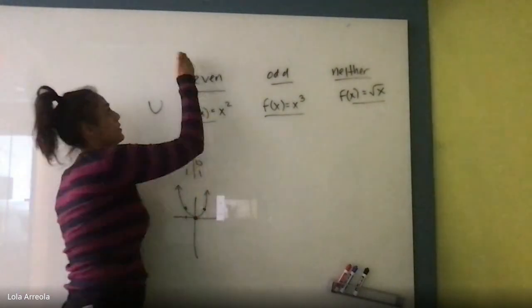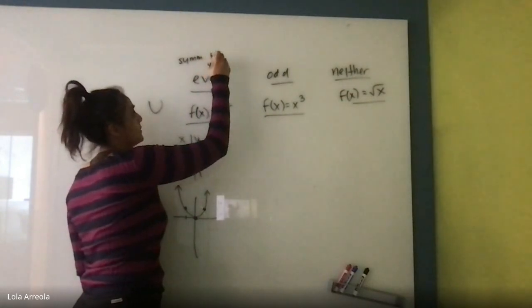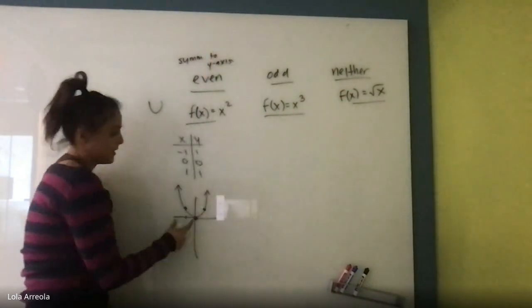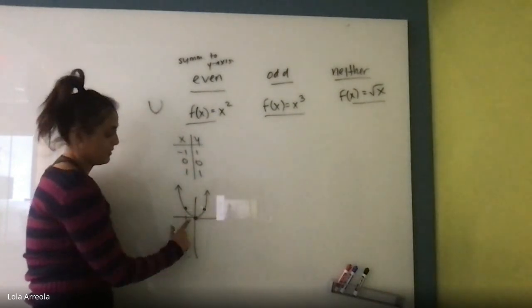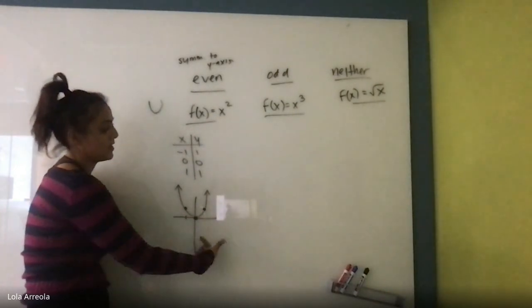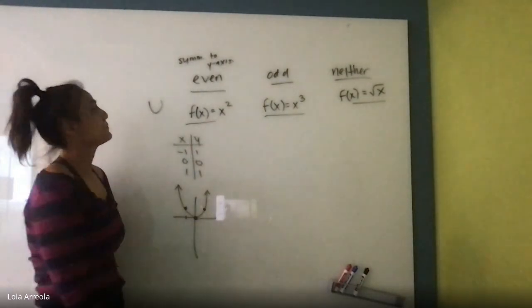These functions are also symmetric to the y-axis. So notice if I take one of these quadrants and flip it over, I get the exact same thing on the other side. Hot dog style. Symmetric to the y-axis, you can think of hot dog. It's flipping over the y-axis long ways.